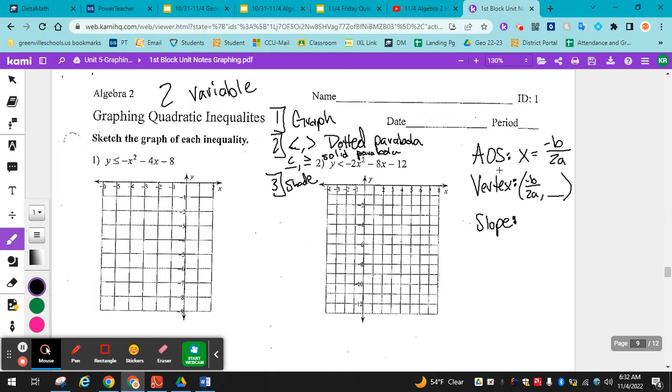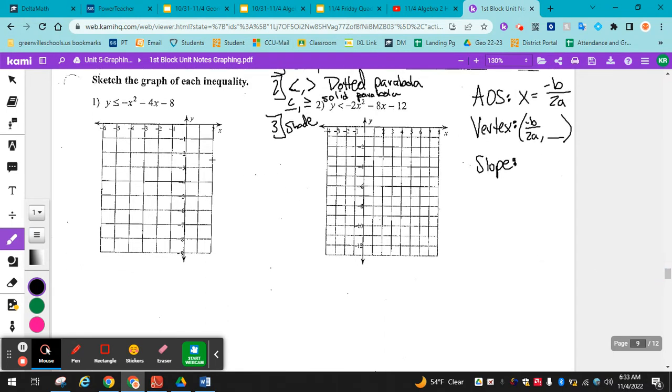All of these are in standard form. So we're going to do the axis of symmetry, the vertex, and then hopefully just find the slope. And that'll be enough to get our 5 points. So axis of symmetry: A is -1, B is -4, C is -8. So x equals -b over 2a. So that's -2. So x equals -2.